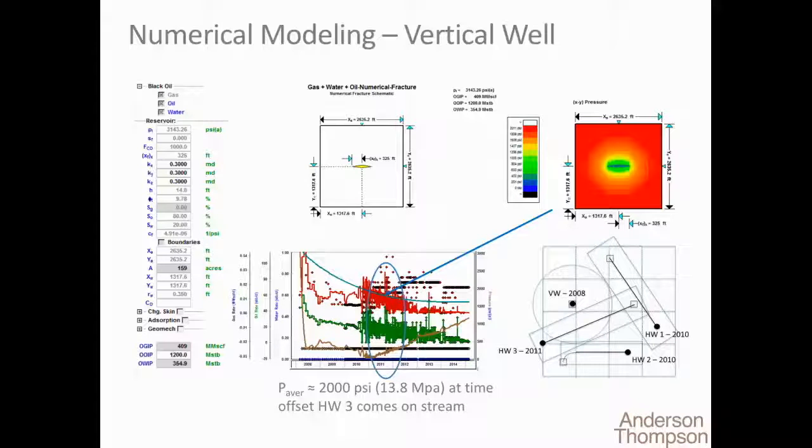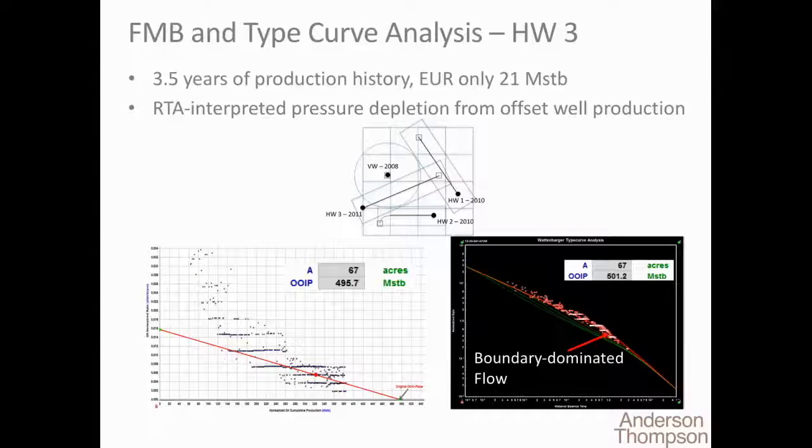So going from, say, 3,000 pounds to 2,000 pounds, something like that. Now looking at that horizontal well, the latest well that was drilled that was causing this problem in the vertical well and in the other horizontal wells as well, it had 3.5 years of production history when we looked at it, because it was a 2011 well, and its EUR was only 21,000 barrels, despite the fact it was a 10-stage completion in good rock. The RTA interpreted pressure depletion from the offset well production is something that could have potentially prevented this drill location.